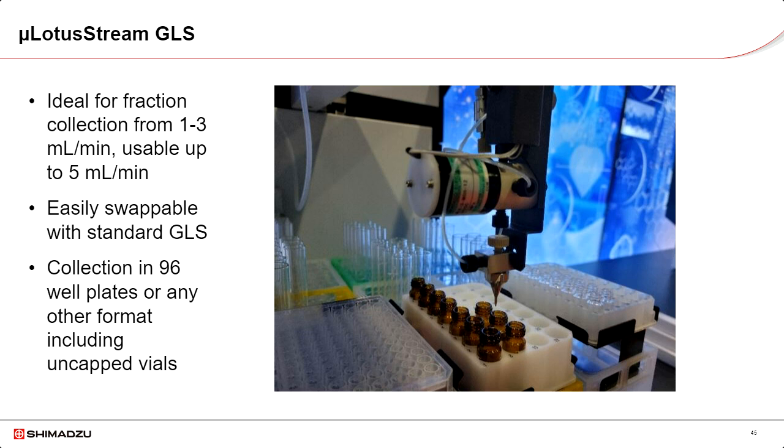The recently released Micro Lotus Stream gas liquid separator now brings the same performance and ease of maintenance to analytical fraction collection and is a first in the industry to be coupled with SFC. This allows the useful range to be extended down to as low as 1 mil per minute and up to 5 mils per minute using the Micro Lotus Stream. It's easily swapped in the fraction collector for the standard gas liquid separator and has the ability to collect into 96 well plates or any other format, including uncapped vials as seen here.